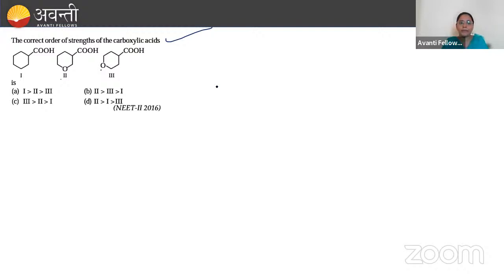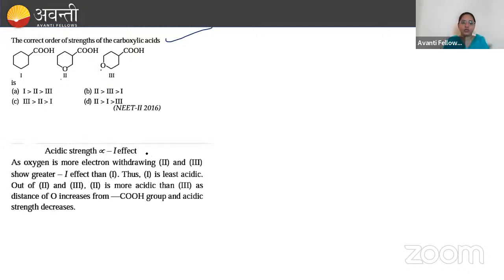Okay, so here what will happen? See, acidic strength of a given carboxylic acid is directly proportional to the minus I effect. As you see in the three compounds, oxygen is more electron withdrawing in the second and third compounds, and that's why it shows a greater negative I effect than the first one. So the first one will have the lesser acidic strength. It will be least acidic.